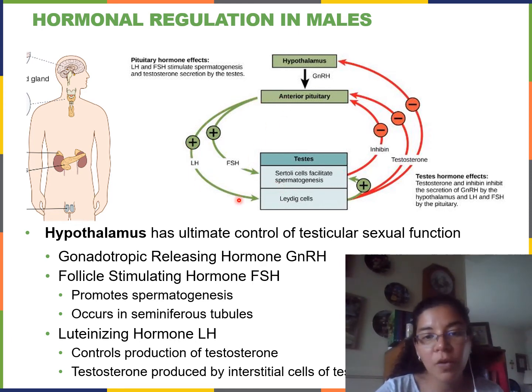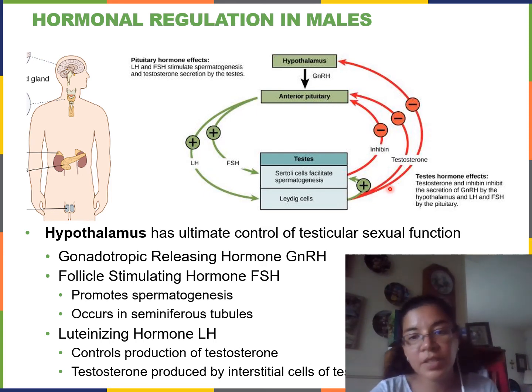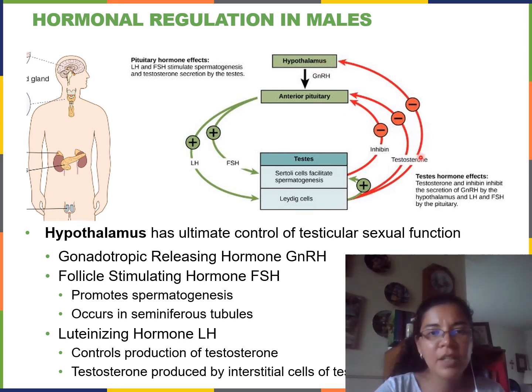Likewise, the luteinizing hormone is targeting the Leydig cells that are secreting testosterone, and testosterone will have an effect on Sertoli cells. And then testosterone, again, the secretion of it will inhibit the release of hormones from the hypothalamus and from the anterior pituitary gland. So it's called a negative feedback system, that once we have these hormones released, they stop their own release. All right. So the hypothalamus has ultimate control of testicular sexual function.